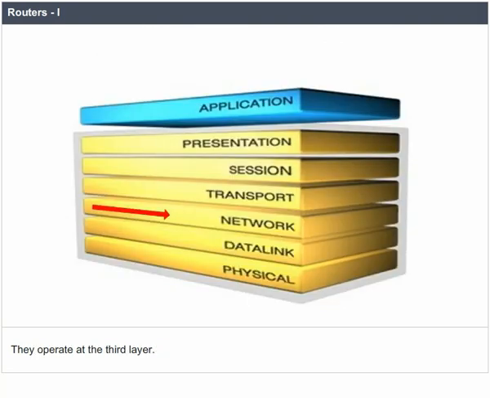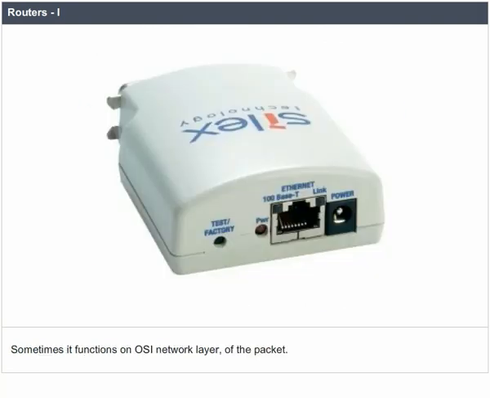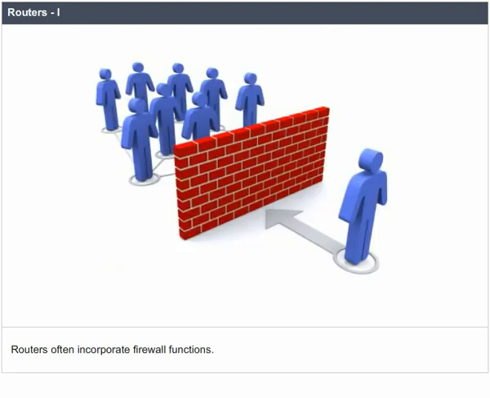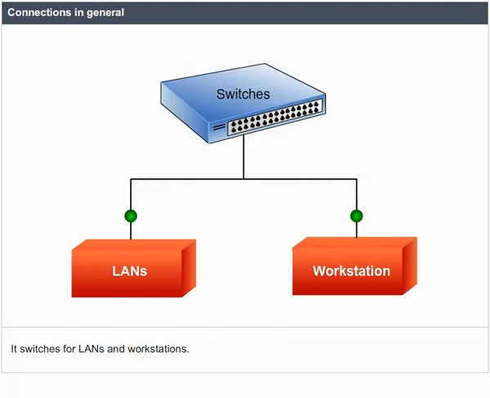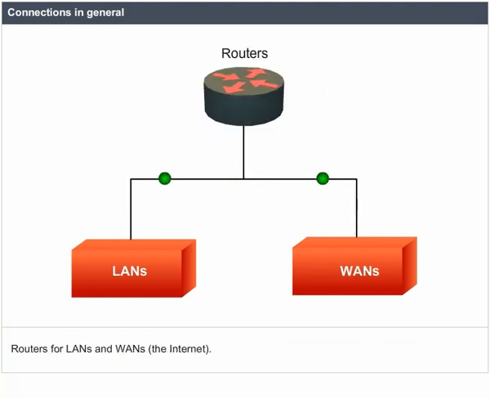They operate at the third layer. Sometimes, it functions on the OSI network layer of the packet. Routers often incorporate firewall functions. Connection in general. The following connections are possible by routers. It acts as bridges for LANs and hubs. It switches for LANs and workstations. Routers for LANs and WANs.